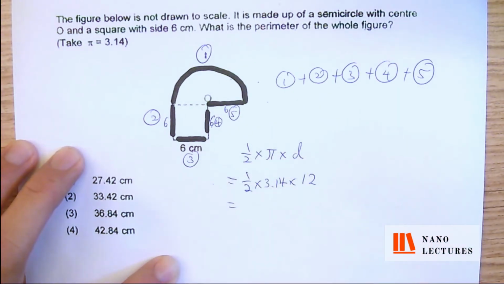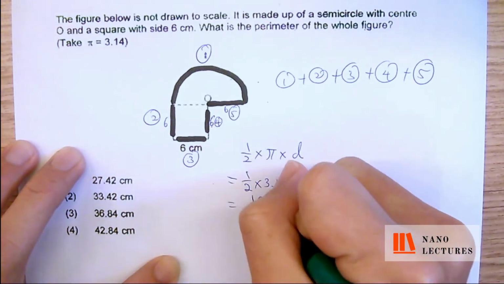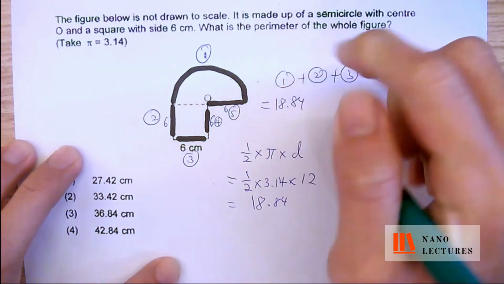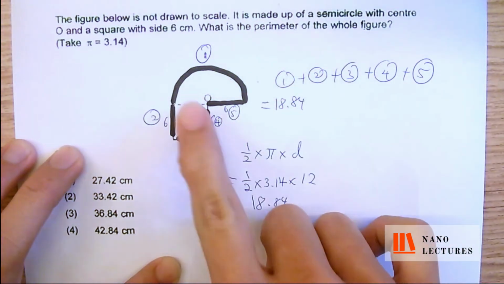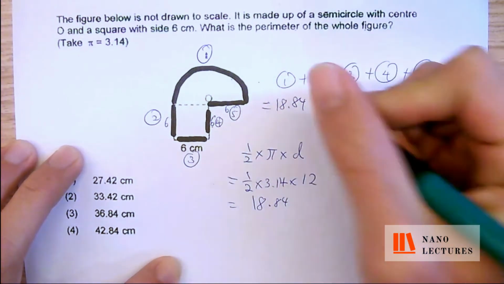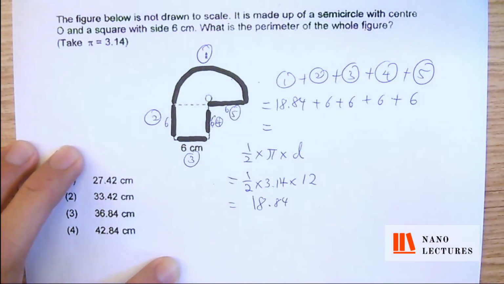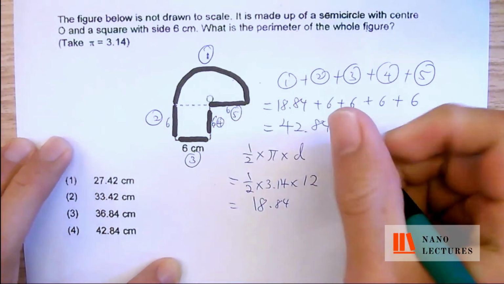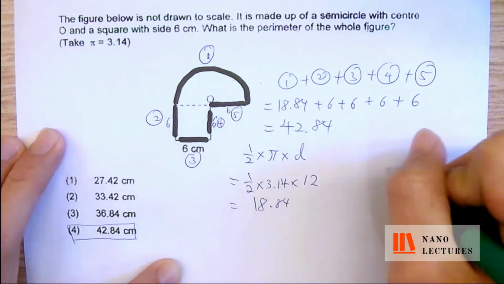Let's throw this into the calculator and see what we get. Half multiplied by 3.14 multiplied by 12, therefore giving us 18.84. So this will be 18.84 plus, what's number 2? Number 2 is 6 plus 6 plus 6 plus 6. Therefore, this will give us 42.84. So this is the answer, option 4.